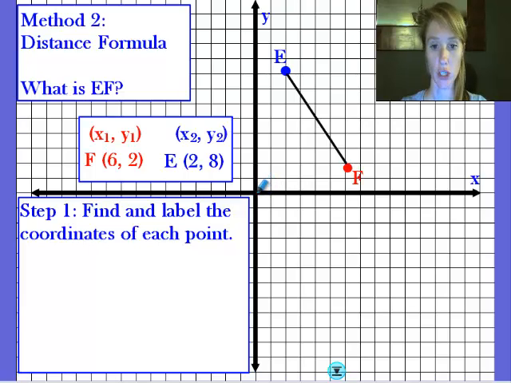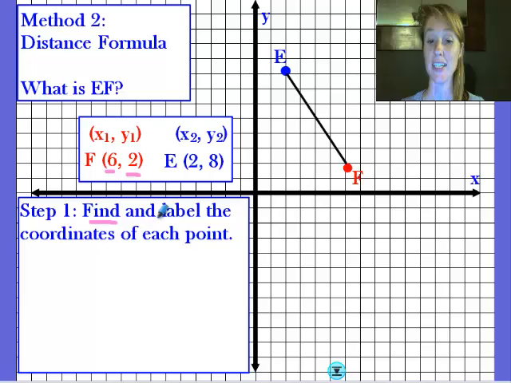So I'm going to start at the origin here, and I'm going to move in the positive direction towards the points. So I have 1, 2, 3, 4, 5, 6 is our x-coordinate. Great. And I'm going to move towards the point along the y-axis vertically. 1, 2. Good. So our x-coordinate of point F is 6, and our y-coordinate is 2. Okay, now we found the coordinates.